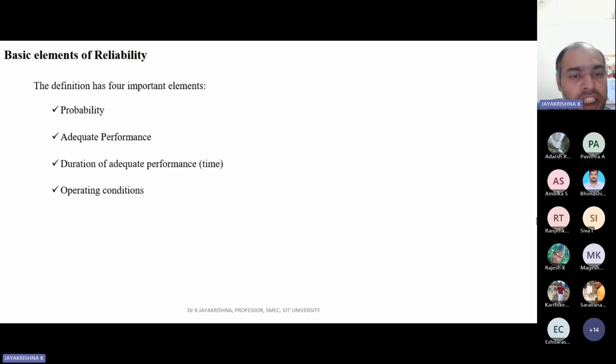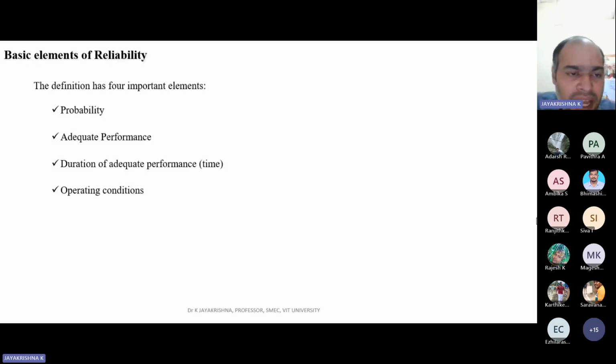Then duration of adequate performance, like how long it is going to run. Like we buy a car and we assume that the car will run for 15 years, and if this 15 years is considered as a duration, in this 15 years whether my car will run continuously without any discrepancy in its performance, like it'll give the same performance throughout the lifetime of it, or towards the promised lifetime of it.